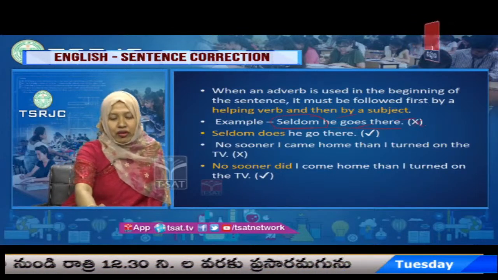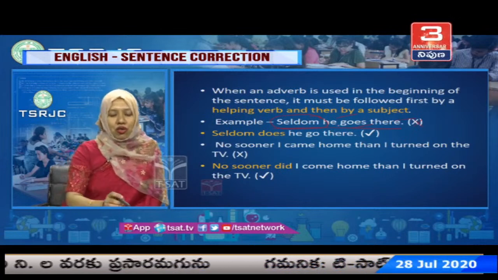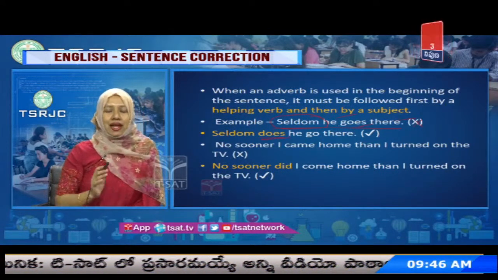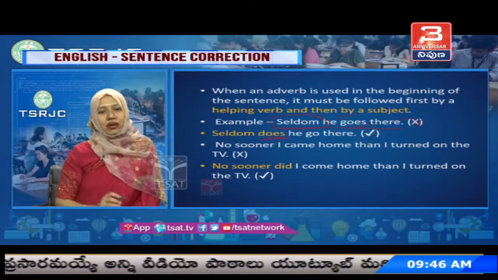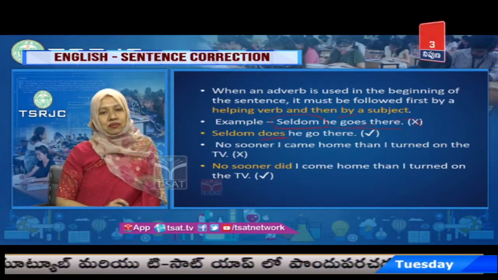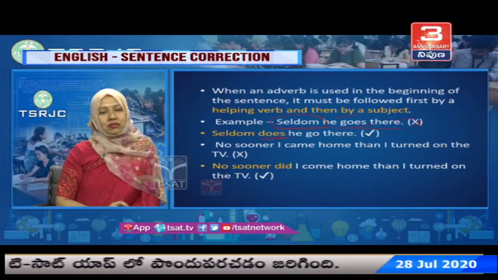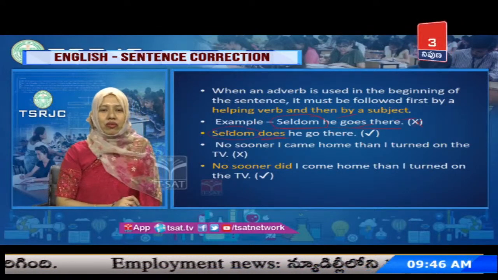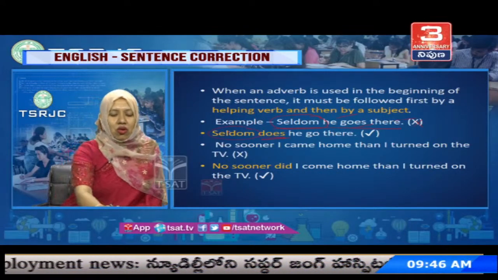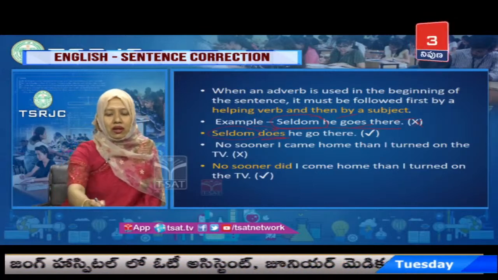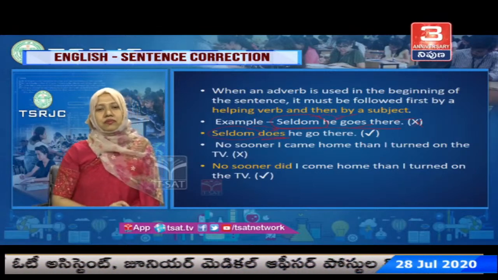The adverb should never be followed by a subject. It should always be followed by a helping verb. Seldom does he go there. Seldom does he visit us. Seldom is an adverb of frequency, meaning very rarely. So, always an adverb should be followed by helping verbs, not by subjects.